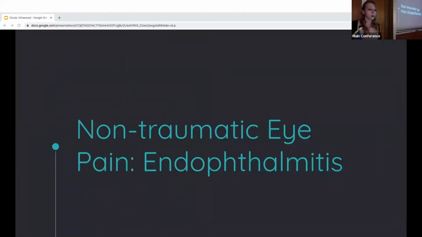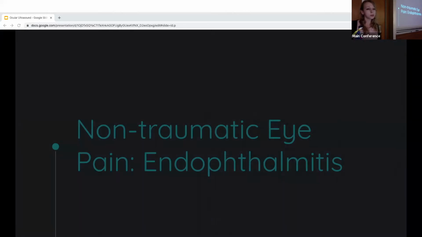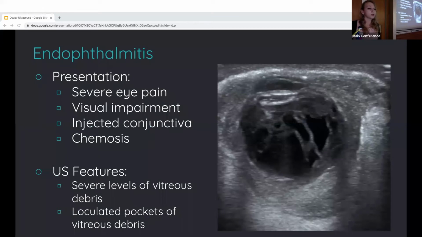So now let's talk about non-traumatic eye pain, which mostly you use ultrasound for endophthalmitis. Presentation will be severe eye pain, visual impairment, injected conjunctiva, and ecchymosis. Sometimes it can happen after trauma, but it wouldn't present initially because it takes some time for the bacteria to develop. Sometimes it presents post-surgery. For the ultrasound features, you'll see severe levels of vitreous debris and loculated pockets of debris, kind of like we see here.